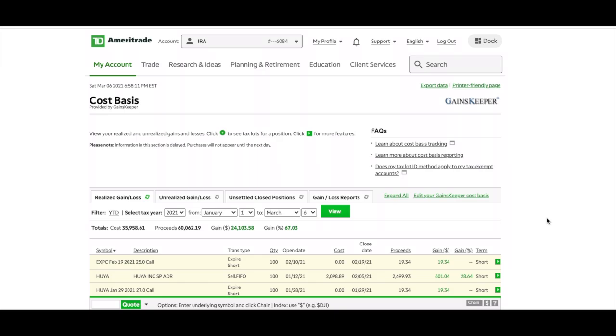But you want to be able to sell cash secured puts on stocks that you don't mind owning, on solid companies. But before I continue on, just want to let you know that I am not a financial advisor. This is just for entertainment purposes only.